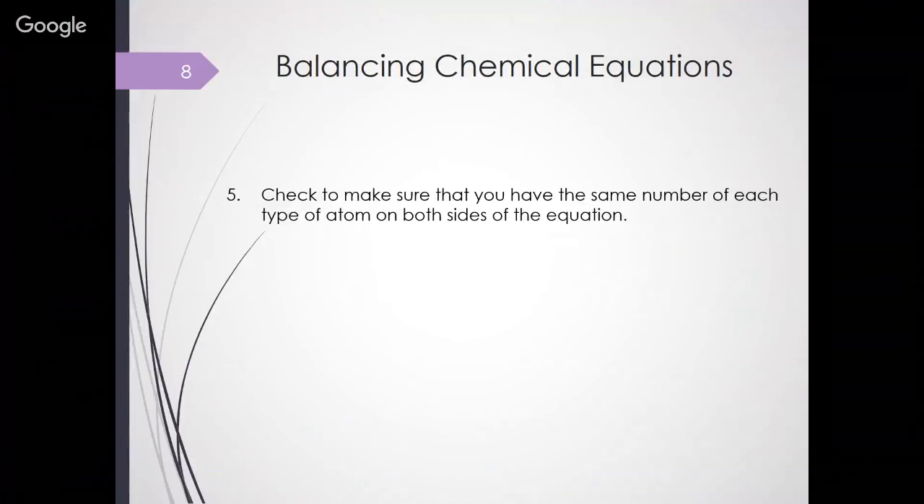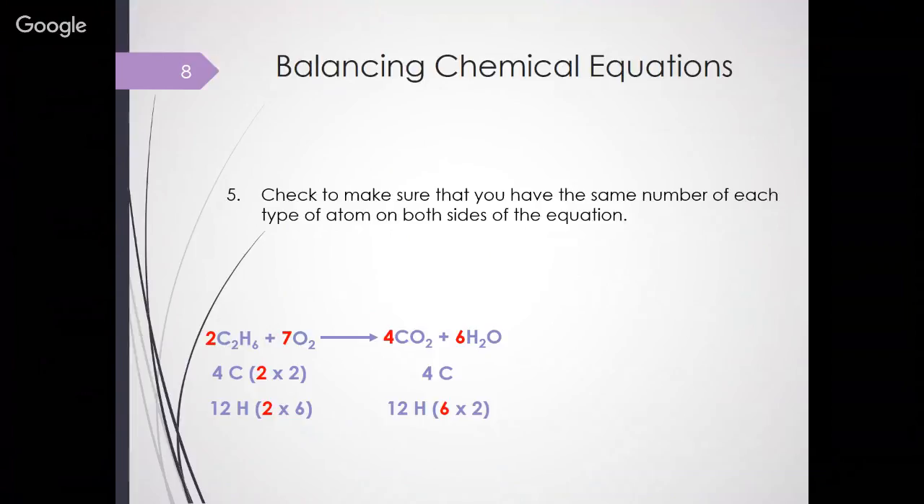The last thing that you're going to do is just check to make sure that you truly have balanced everything by going back and doing your atom count again. So we start with carbon. 4 carbons on the left, 4 carbons on the right. Hydrogen. I have 2 times 6, which is 12 hydrogens. I have 6 times 2, which is 12 hydrogens.